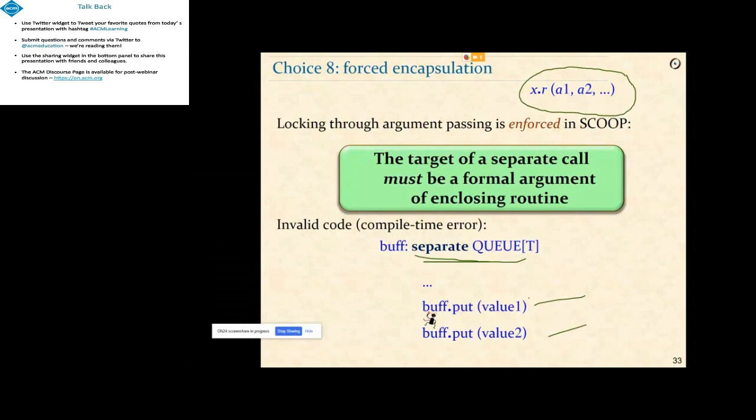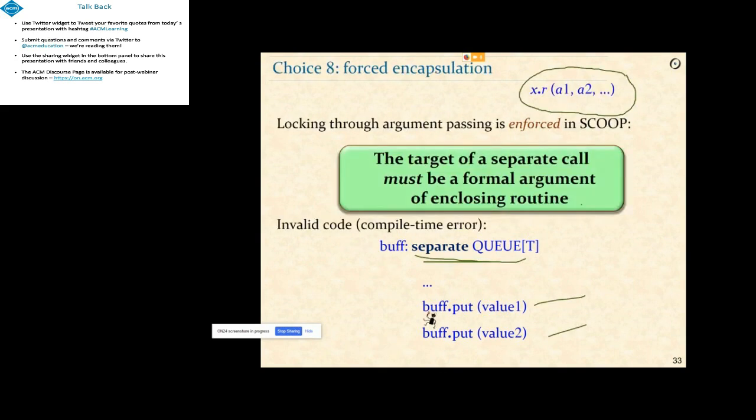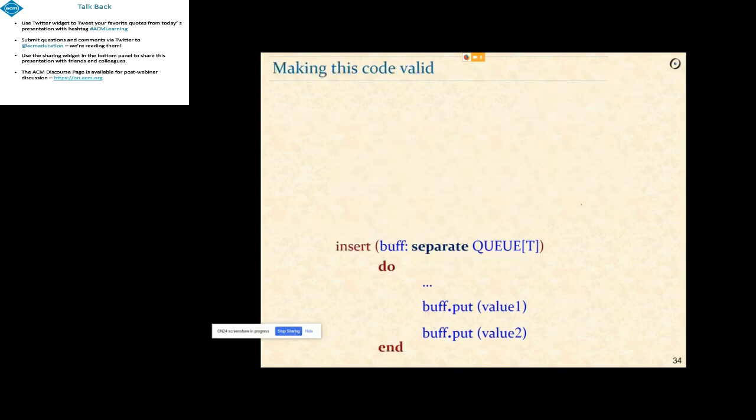And so the rule is that if we have a call whose target is separate, then it must be an argument of the enclosing routine. So in this example, we need to have buff as a formal argument of the enclosing routine, and then when we call insert, we have buff for ourselves, and then we're sure that what we see is what we get. So again, it's this Dijkstra thing about narrowing the gap between what we read in the program text and what's going to happen at runtime.